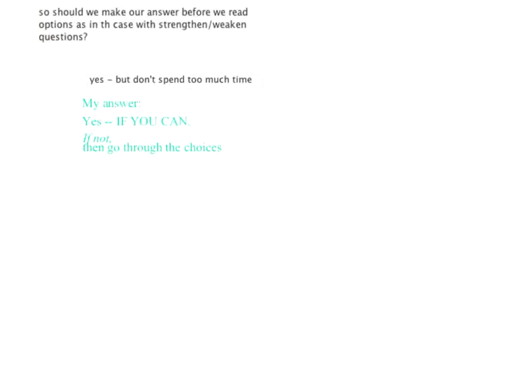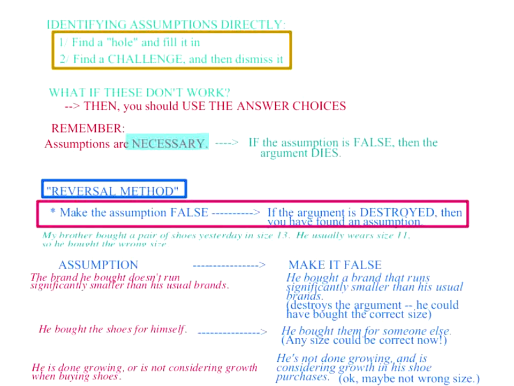So just a quick summary of what's on this page. If you can directly identify the assumption by one of these two ways, then by all means, you should do that. Find a hole and fill it in, or find a challenge and dismiss it. If you can't do either of those, or if you have trouble coming up with something cold, then don't come up with something cold. Instead, use the answer choices, reverse them, and see if any of those reversals destroy the argument. Any questions? If not, we'll move on to another problem.